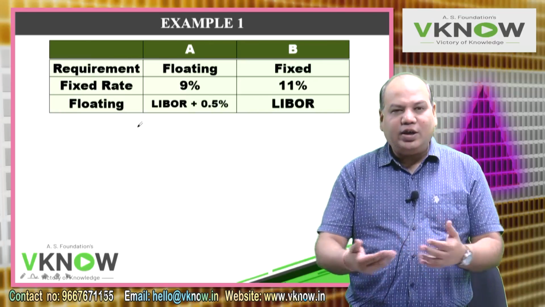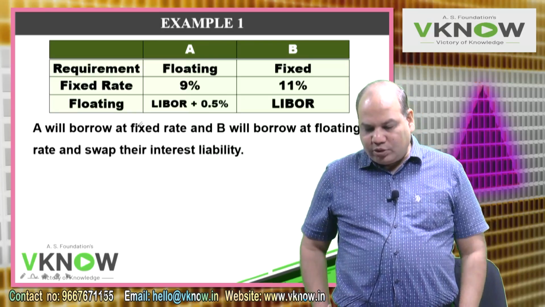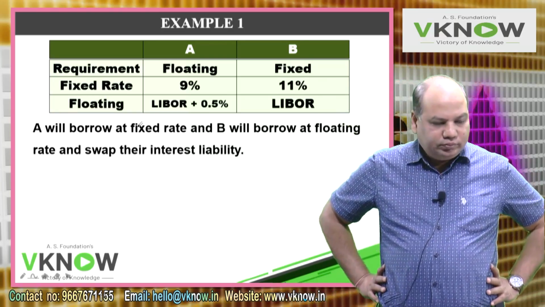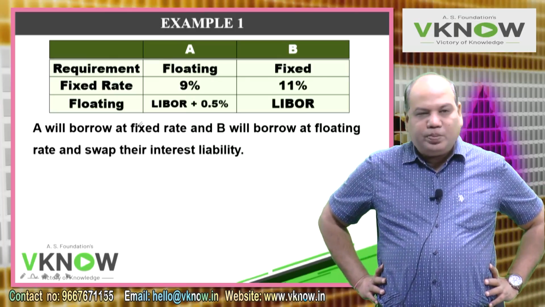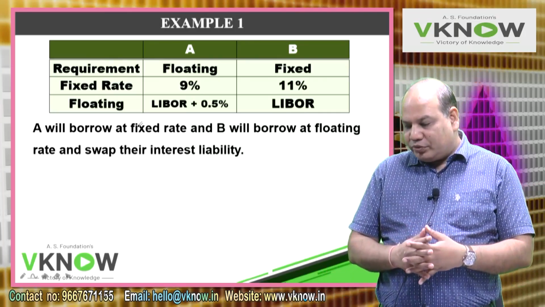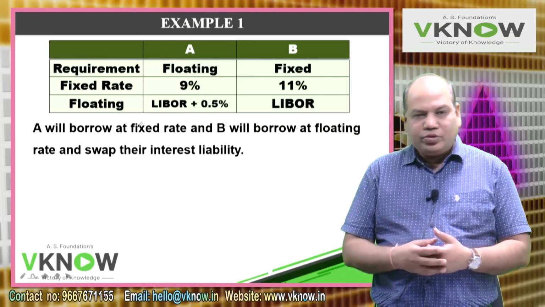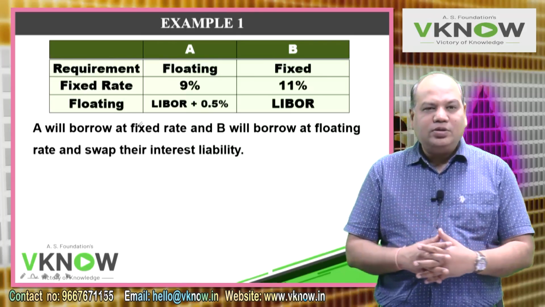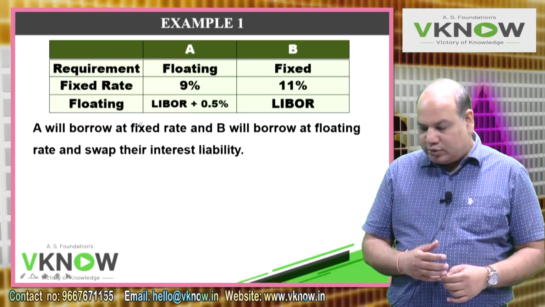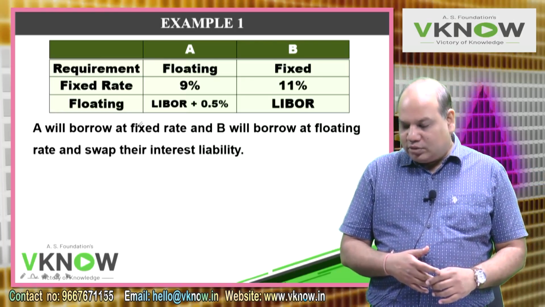Only for example, they may agree at some other ratio also. Okay. So write down a note below. A will borrow at fixed rate and B will borrow at floating rate. This is just an example to bring the concept first, and then more complication can be created. If A says I also want the same benefit which you are getting, then maybe the fixed rate will be transferred at a different rate. Right, A will borrow at fixed rate and B will borrow at floating rate and swap their interest liability.